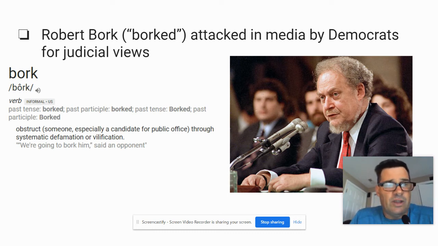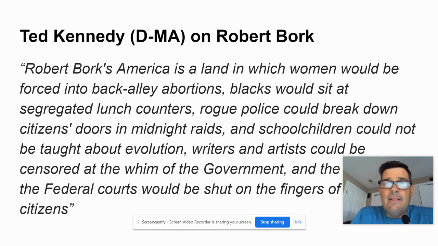And then you see the quote there, "We're going to Bork him," said an opponent. So this happened to the conservative Robert Bork. And matter of fact, let's just look at an example that is used as an example of borking someone, and that would be from Ted Kennedy, a Democrat from Massachusetts, on Robert Bork. This would be John F. Kennedy's younger brother.